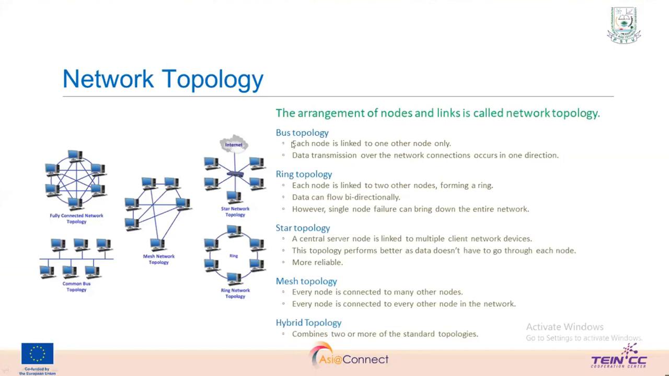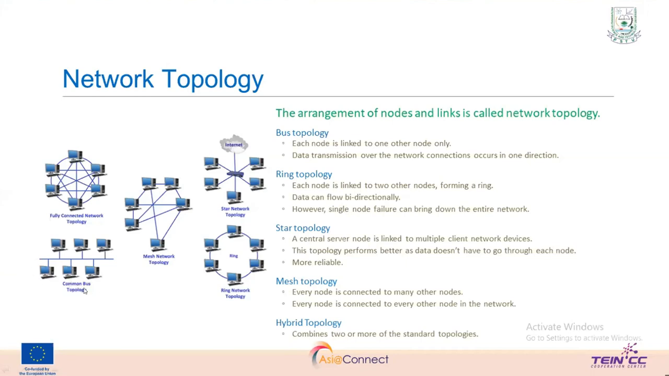Let us see the term network topology. Network topology is the arrangement of nodes and links. There are many types of arrangements, like bus topology, ring topology, star topology, mesh topology, and hybrid topology. So let us see the types of topology.